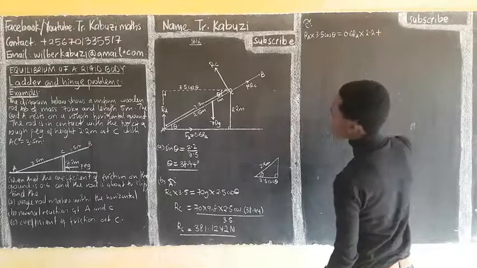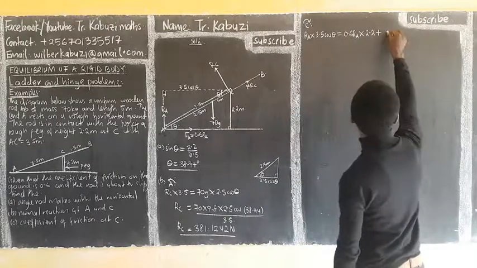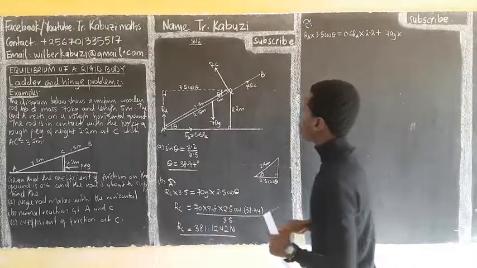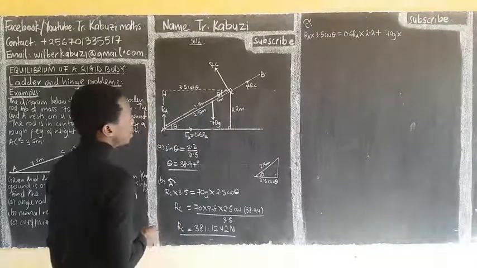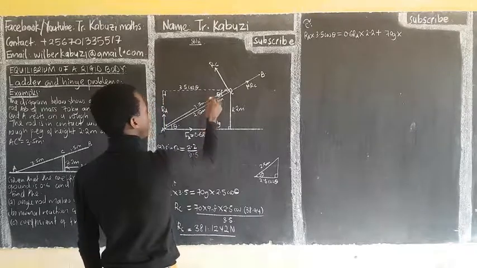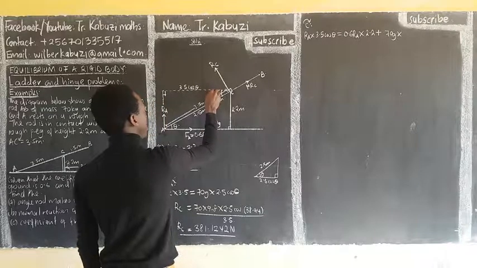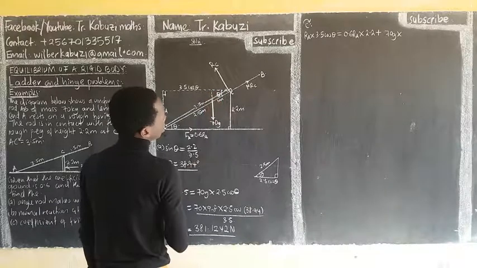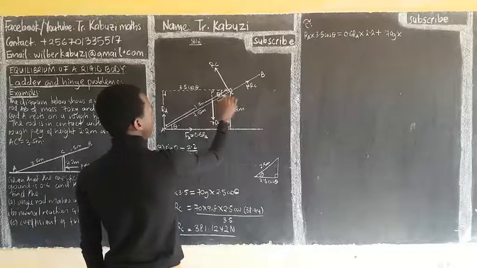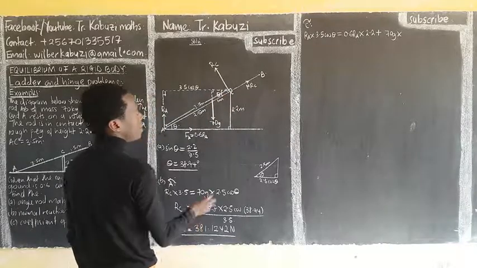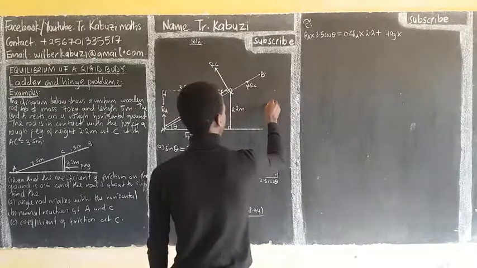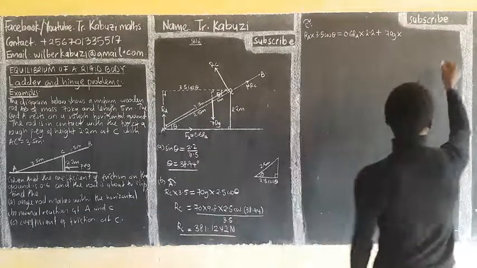Then plus, now I have this one, the 70 g force, times its perpendicular distance from C. I think you can see its perpendicular distance from C is going to be this here. So let me draw it so you can see it. Let me draw that diagram there, then we can draw it near here.